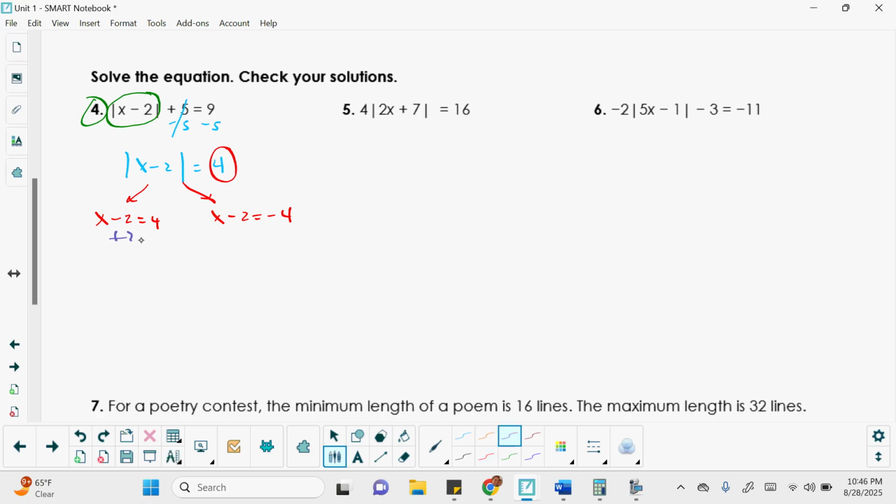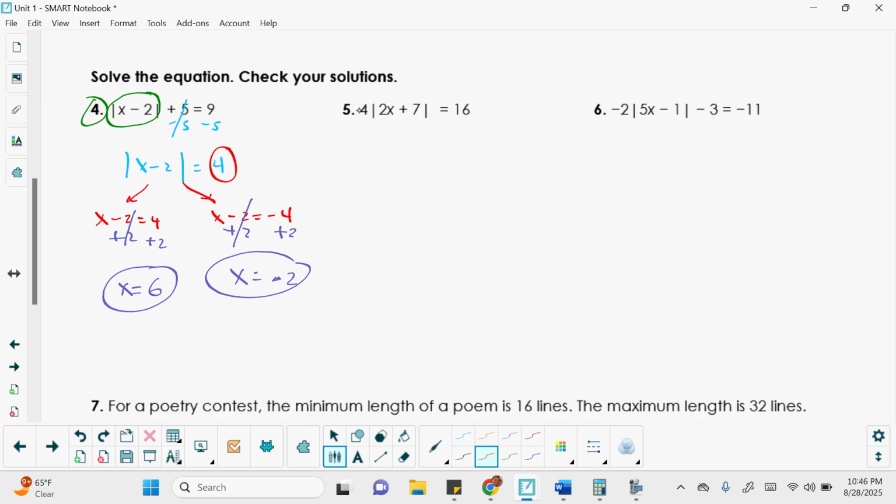So now we solve it. Add 2, add 2. So we get x equals 4 plus 2 is 6. Add 2 again, add 2 again. And now we get x equals negative 4 plus 2, that's negative 2. So notice when we're solving, we're really doing the same steps on both sides, but it's just to a different number. All right, so did you get 6 and negative 2? I hope you did. All right, let's try number 5 together, and then I'll let you try 6, and that'll be our last one.